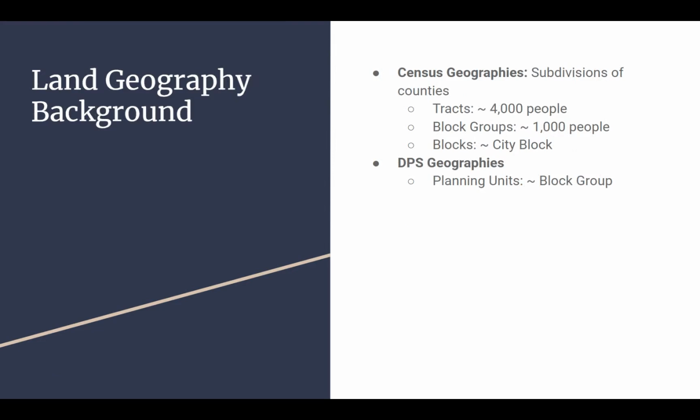So, some background about land geography. We aggregated our data using census geographies and school boundary geographies. For our census geographies, we aggregated by tracts, which usually hold multiple neighborhoods and are occupied by around 4,000 people. We aggregated by block groups, which usually hold around one neighborhood and are occupied by around 1,000 people. And then blocks, which are around the size of your average city block. And then we also aggregated by school geographies, specifically planning units, which are created by DPS themselves and do not overlay with census geographies.